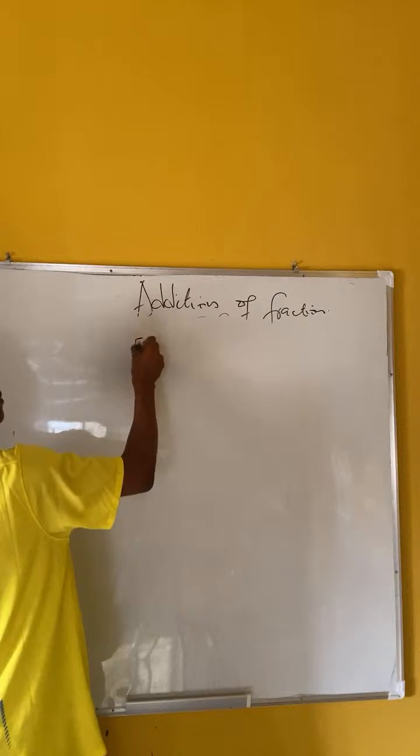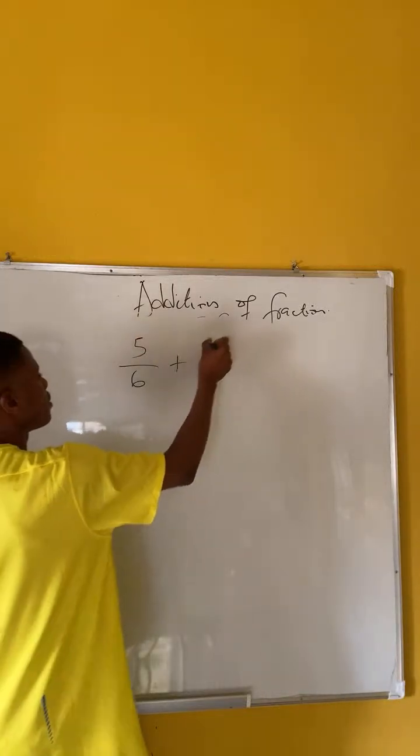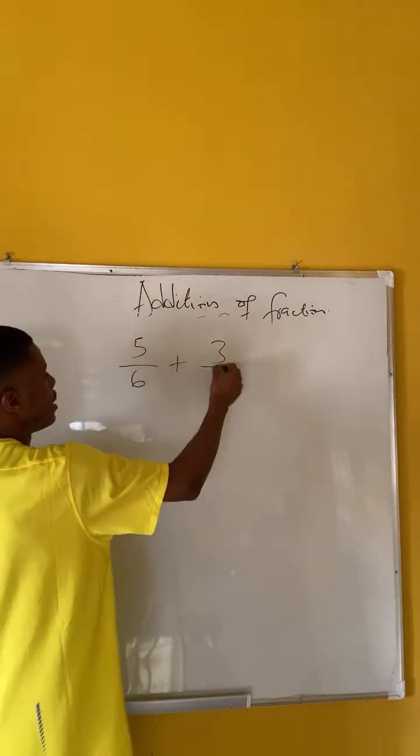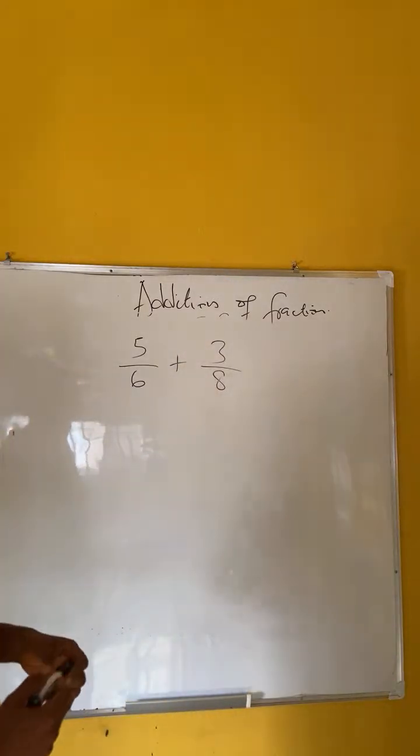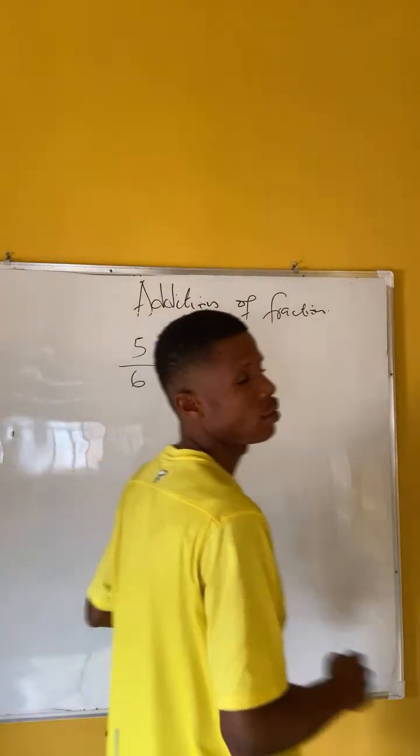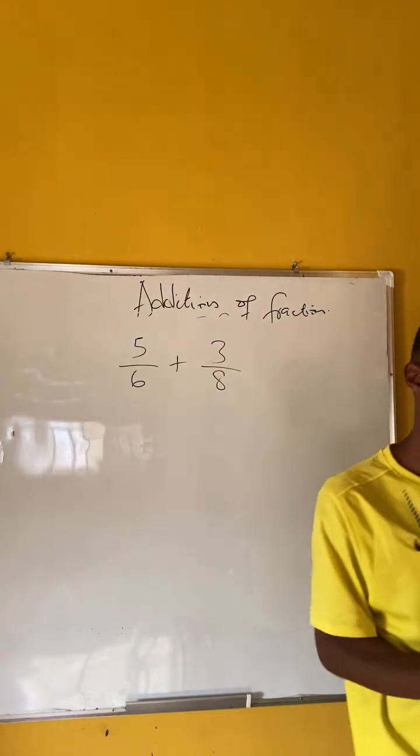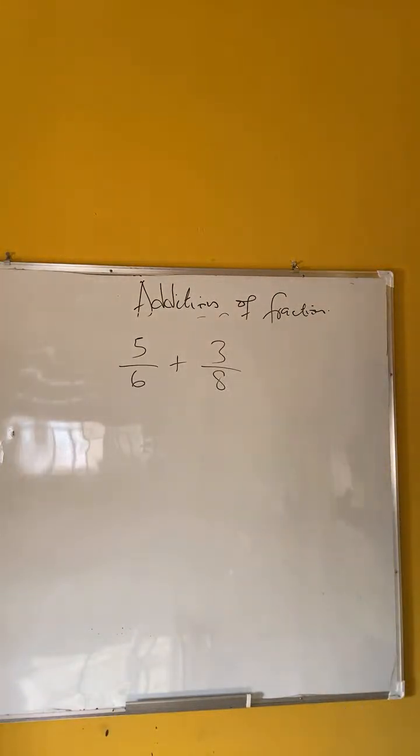Okay, let's look at this one. Let's look at 5 over 6 plus 3 over 8. We're going to solve it again using the two methods.